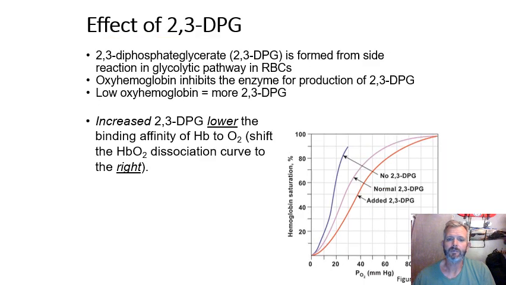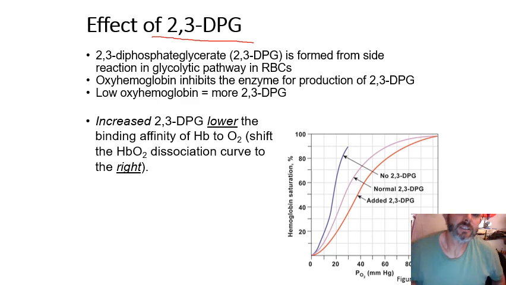Right. Now we have one other factor called 2,3-DPG, 2,3-diphosphoglycerate. It is formed as a side reaction to the glycolytic pathway, glycolysis in red blood cells. Red blood cells only do glycolysis because there are no mitochondria, there are no organelles in our red blood cells, so they do glycolysis. All right.